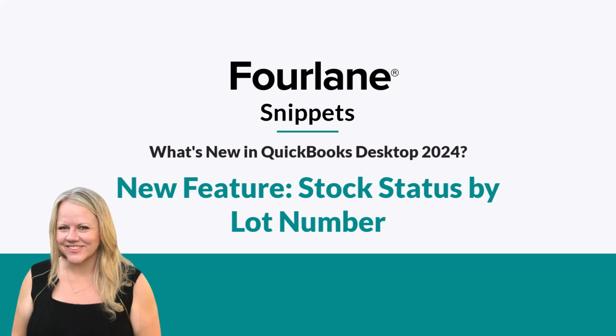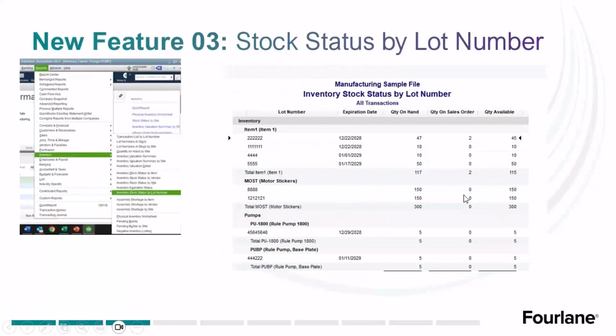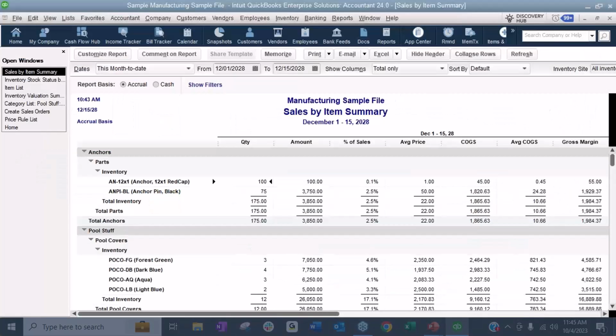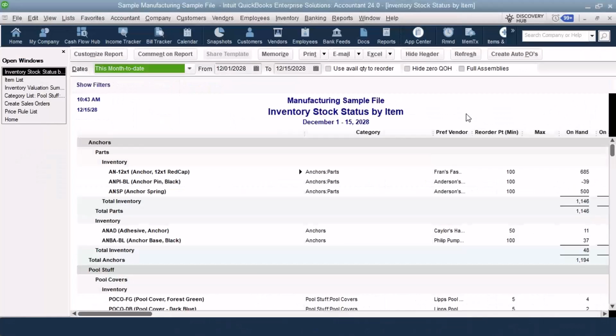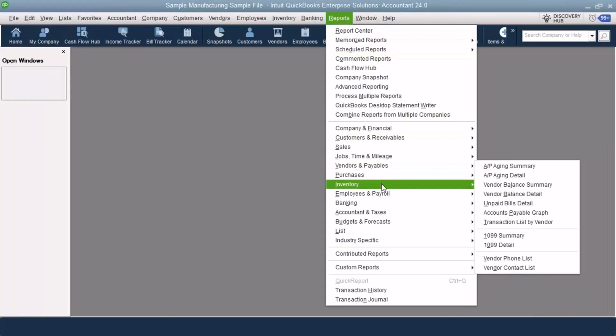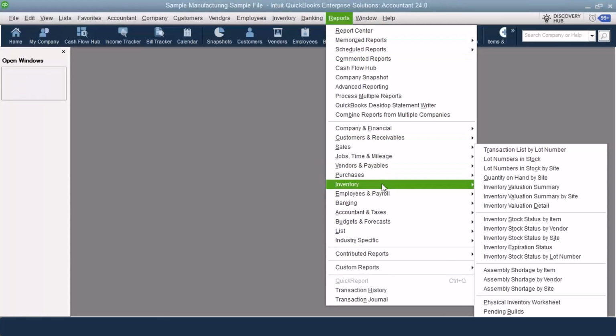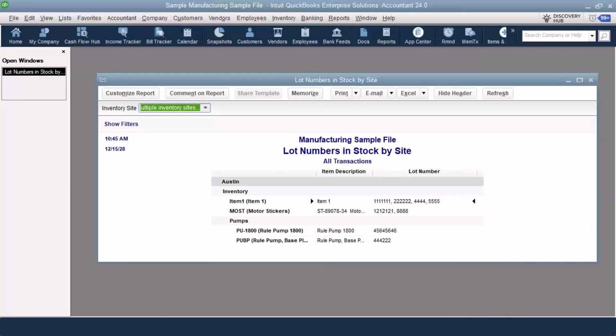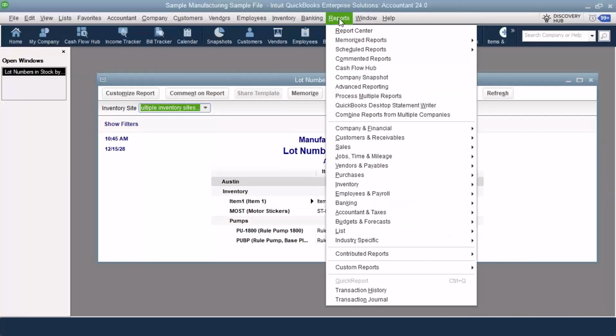Okay, coming back to our presentation here. So the next one that I wanted to show you guys that is a new release, is a quick one, is we do have some inventory reports that were updated. The first one is our lot numbers in stock by site. I'm sorry, this is the one that already existed, lot numbers in stock by site.